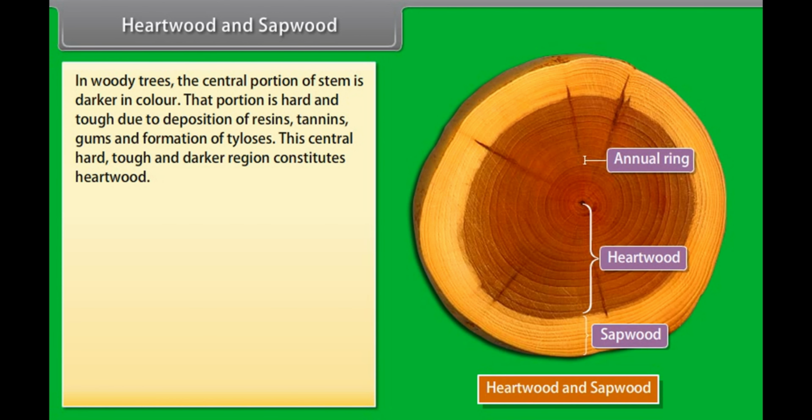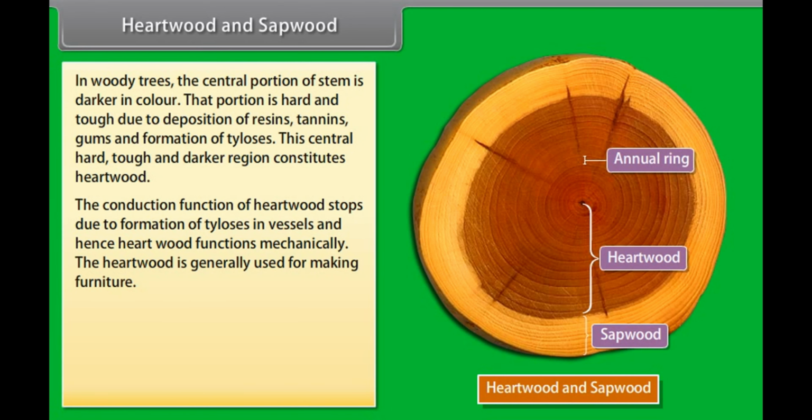Heartwood and sapwood. In woody trees, the central portion of the stem is darker in color. That portion is hard and tough due to deposition of resins, tannins, gums, and formation of tyloses. This central hard, tough, and darker region constitutes heartwood. The conduction function of heartwood stops due to formation of tyloses in vessels, and hence heartwood functions mechanically. The heartwood is generally used for making furniture.